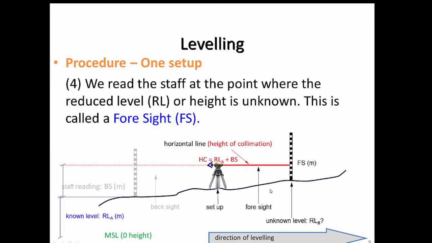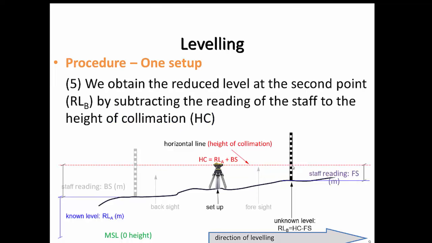You then look forward to your unknown point and place the staff on the unknown point, look through the level, and you can read the foresight. It's the foresight because it's in the forward direction. We can then calculate the level of the unknown point by subtracting the foresight reading from the height of collimation.